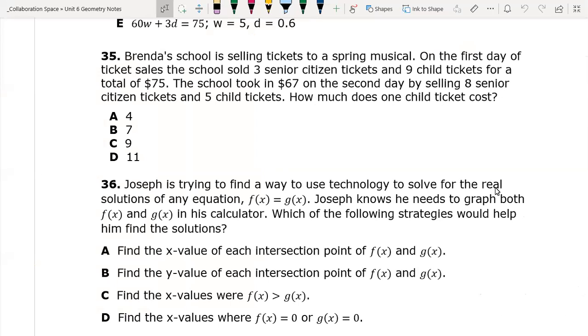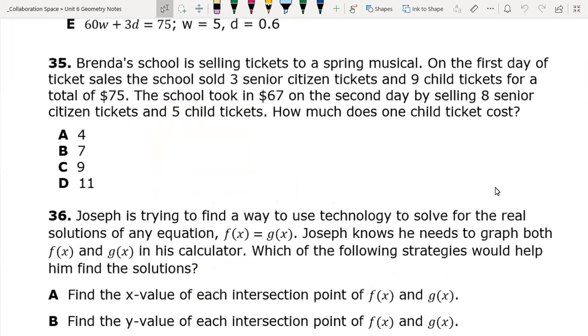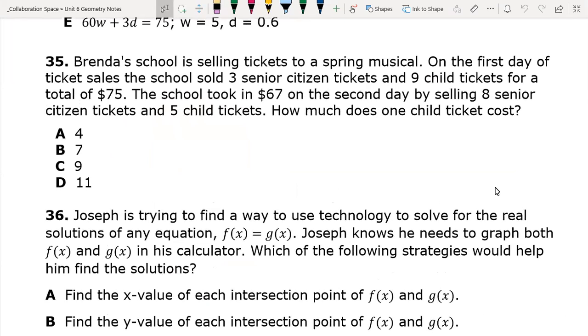We are going to go over questions 35 through 38, and starting with 35, we have: Brenda's school is selling tickets to a spring musical. On the first day of ticket sales, the school sold 3 senior citizen tickets and 9 child tickets for a total of $75. The school took in $67 on the second day by selling 8 senior citizen tickets and 5 child tickets. How much does one child ticket cost?